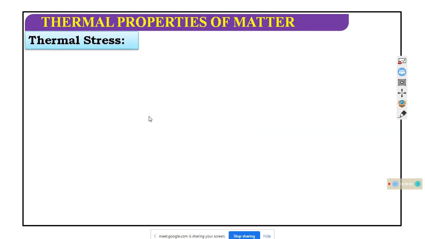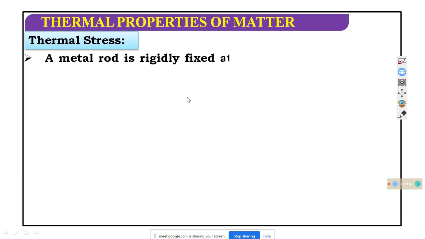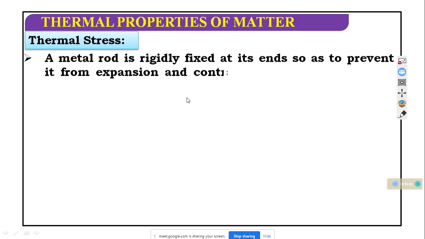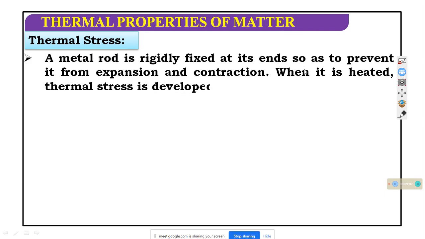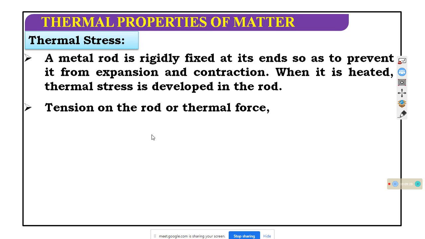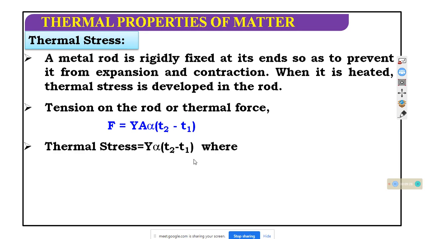Thermal stress. A metal rod is rigidly fixed at its ends so as to prevent it from expansion and contraction. When it is heated, thermal stress is developed in the rod. The tension in the rod, or thermal force, F equals Y A alpha (T2 minus T1). Thermal stress is Y alpha (T2 minus T1).